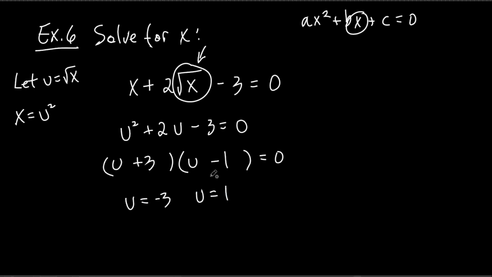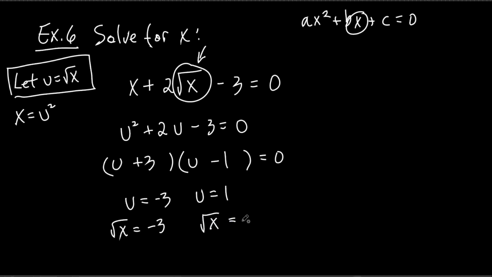Okay? I'm not finished, though. Okay? So I'm going to have to solve for x. So I'm going to replace u with what? Square root of x. Okay? Because that's what I made u equal to. Do you agree? So instead of writing u equals negative 3, I'm going to write the square root of x equals negative 3. I'm going to do the same thing with the 1. Instead of u equals 1, I'm going to write the square root of x equals 1. Everybody see that? Just substitute it in here and here.